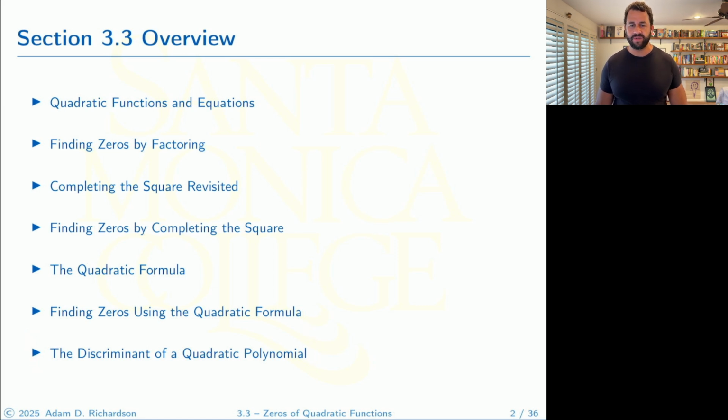The discriminant is actually really helpful because it characterizes the zeros of a quadratic function and tells you how many you'll have and what they're going to be like. So it's really handy in that way.